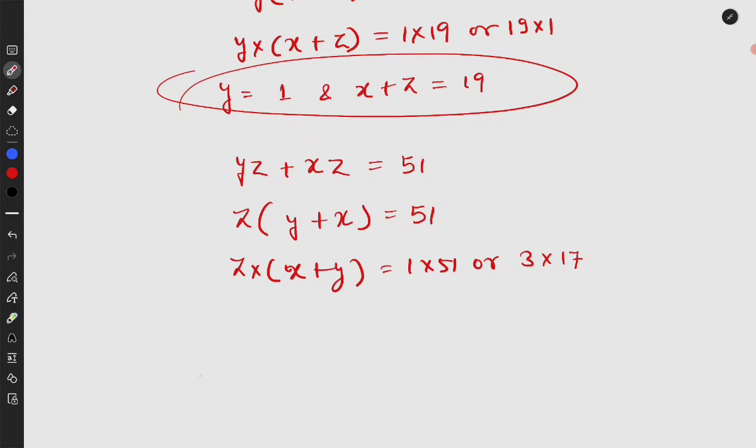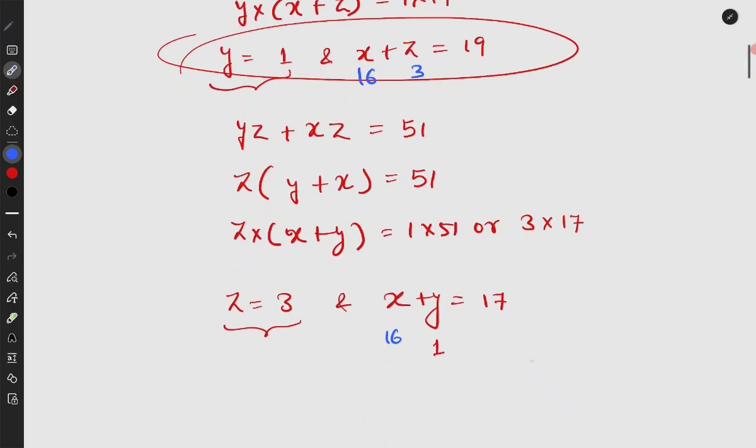So we have seen x plus z equal to 19. And if we consider z as 3, then we have to consider x plus y equals 17. Now we have considered y equal to 1. So if y is 1, then z is 3, and in that particular equation, 16 will be the value of x. So it perfectly sets up. So x equals 16, y equals 1, and z equals 3. This will give us 48, the product of xyz.